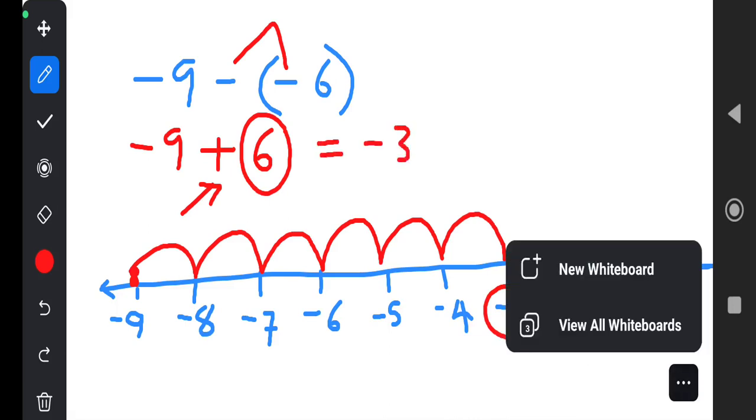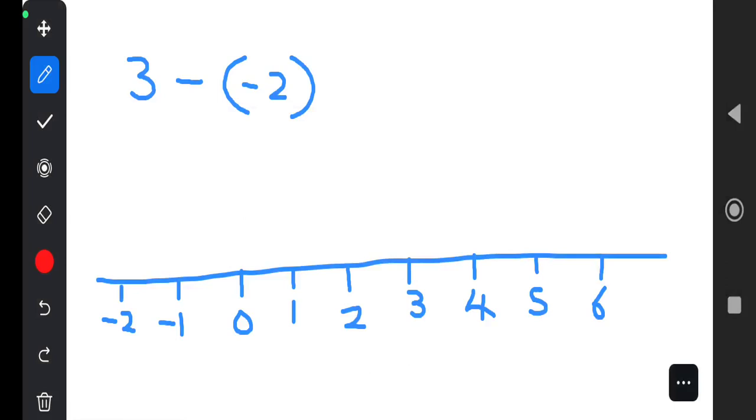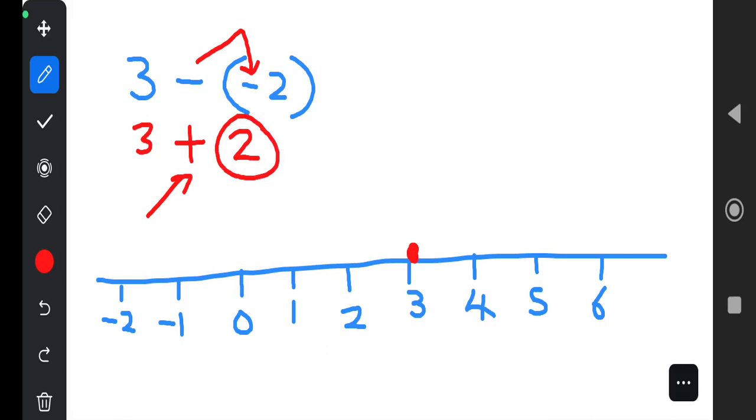Let's look at the next one. To do this, you have to write 3 again, then you do minus times minus, that gives you plus, then you write the 2 in the bracket. Now start with 3. Where is 3 on the number line? 3 is where you have the red dot. Now this plus in the middle simply means that you should move to the right. How many times are you going to move to the right? You will move 2 times. So let's move 2 times to the right. You have 1 and then you have 2. We ended at 5. That means that the answer to this question is what?